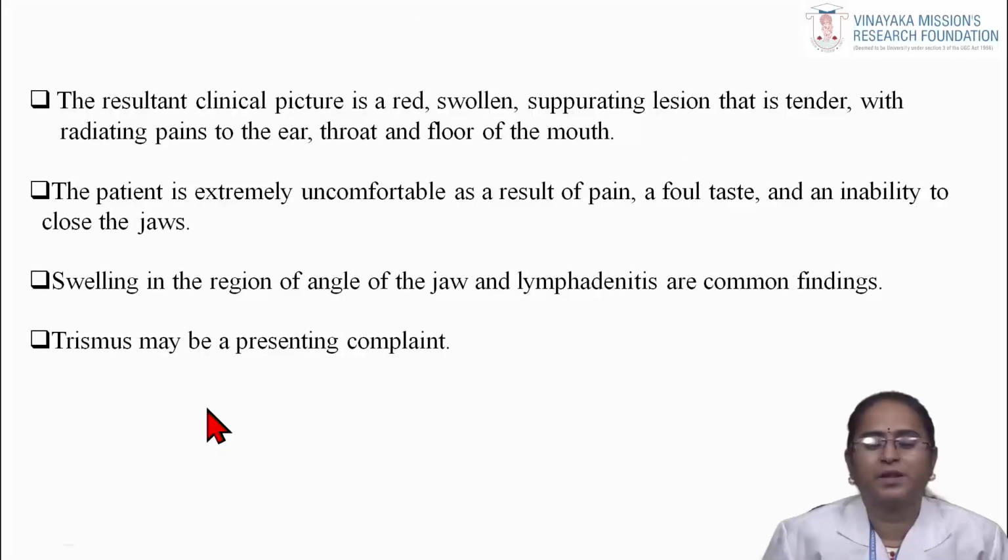Here the picture shows a red, swollen, tender lesion with radiating pain to the ear, throat and floor of the mouth, and it is extremely uncomfortable as a result of pain. There will be swelling in the region of the angle of the jaw, and lymphadenitis and trismus are common clinical findings.